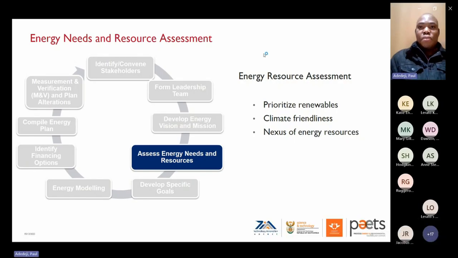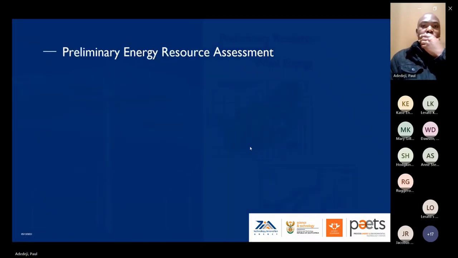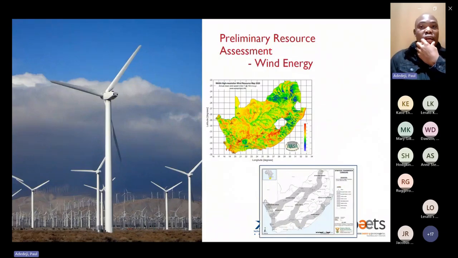So just as Dr. Femi was trying to take us, there's actually significance to having resource assessment. One of the things that you need to look at is the wind resource.